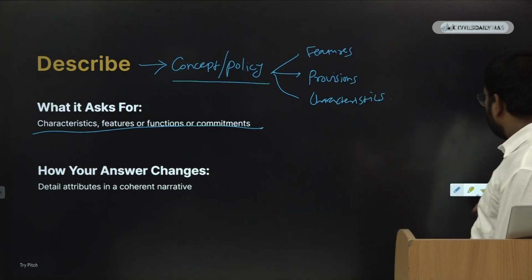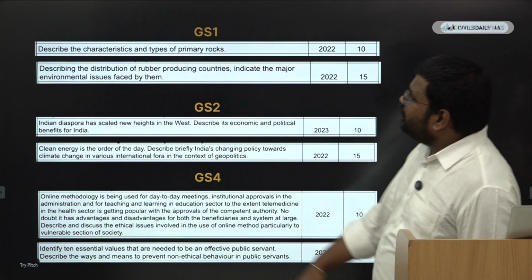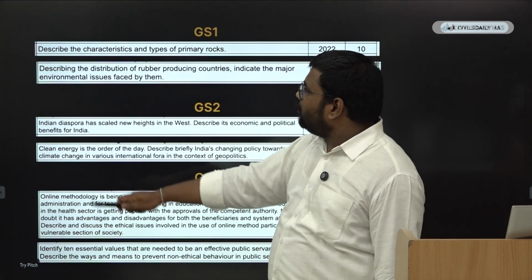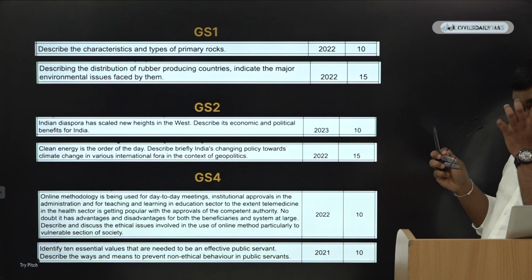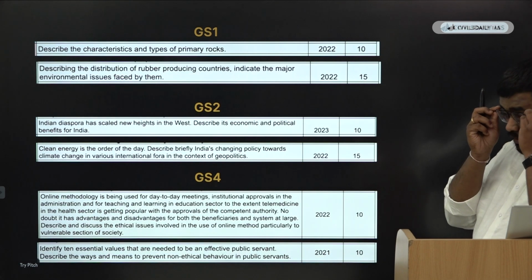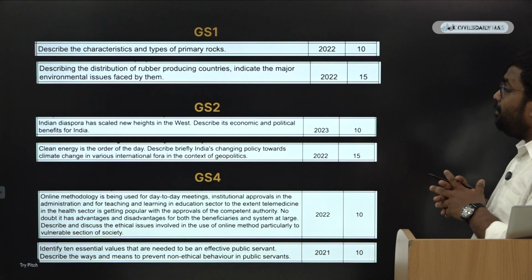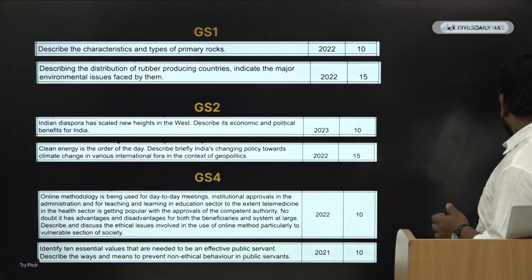Otherwise, nothing will change. Majorly, describe will be the factual answer. Like, describe the characteristics and types of primary law. Describing distribution of rubber producing countries. Okay, so basically you have to give the list of the rubber producing countries and you have to highlight it on the map.